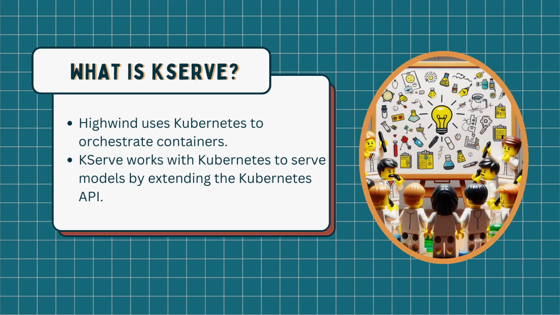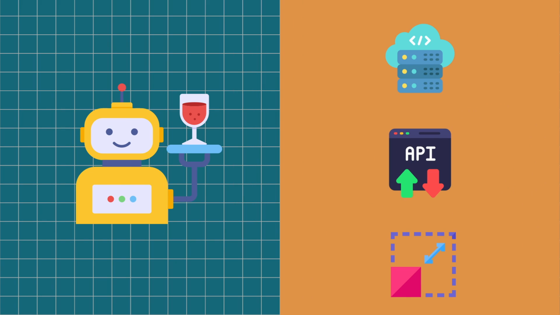Kserve extends the Kubernetes API to serve containerized machine learning models at scale. To clarify on what is meant by serving models, Kserve allows us to host the model on the cloud. It also creates an API for us to interact with the model, as well as handling any requests made to the API. And scaling is managed based on demand.